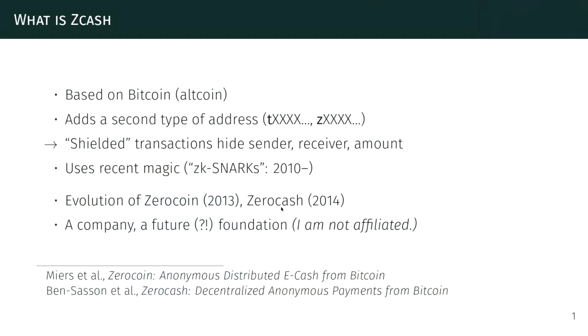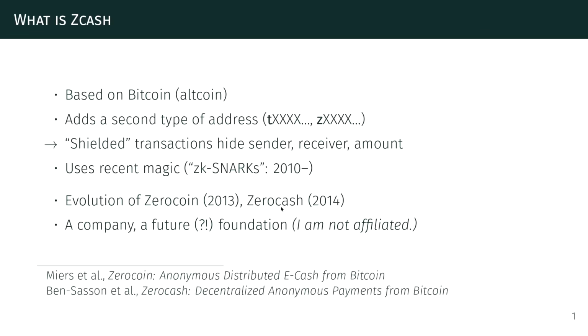Zcash is, like I said, a cryptocurrency, magic internet money. Kind of like Bitcoin, it is in fact based on the Bitcoin code base, so it's kind of like an altcoin that you may know. But other than a lot of other coins, it actually adds a substantial new feature to the protocol. And that is mainly a new type of transaction that is capable of shielding the sender, the receiver, and the amount of money being transferred.